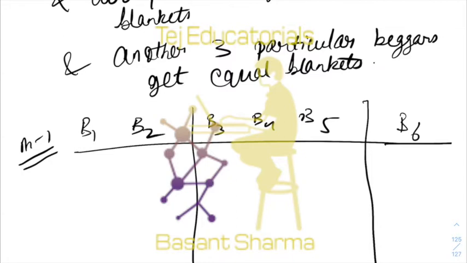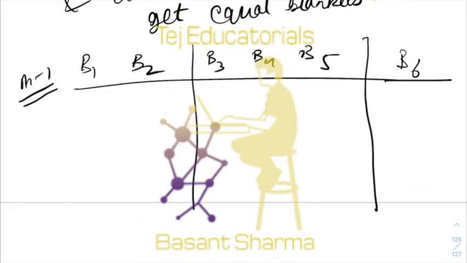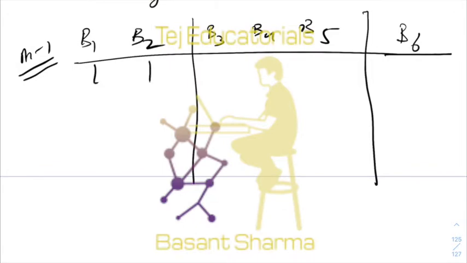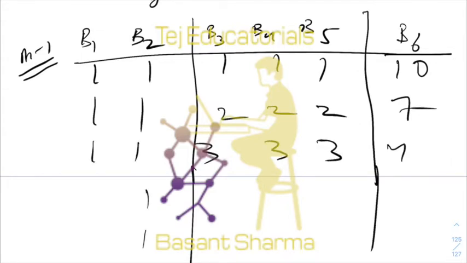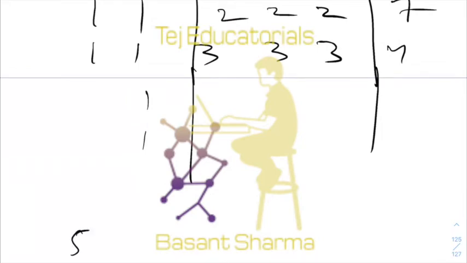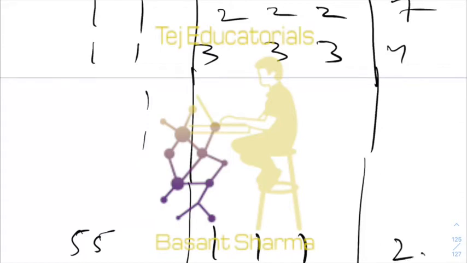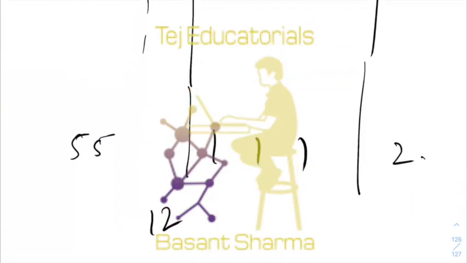So you see, again, you can start making cases. Suppose B1 and B2 get 1 blanket each, B3, B4, B5 get 1 blanket each, so B6 will get 10. Then you can get 1, 1, 2, 2, 2, and this will be 7. Alright, this will be 1, 1, 3, 3, 3, 4, and so on. Basically, lastly you will get 5, 5, 1, 1, 1, and this will be 2. So you can calculate, you will get 12 cases.